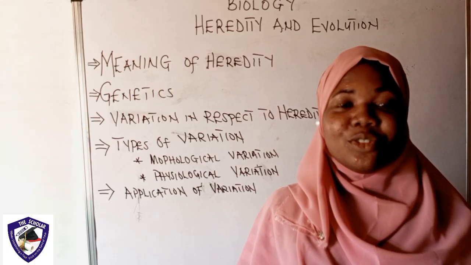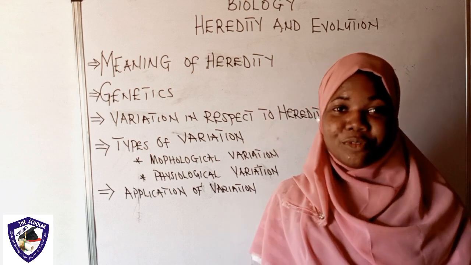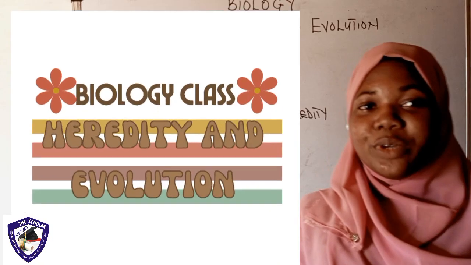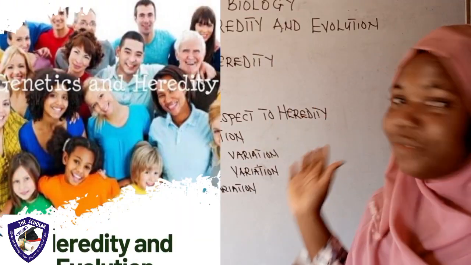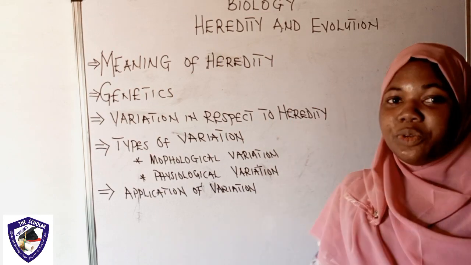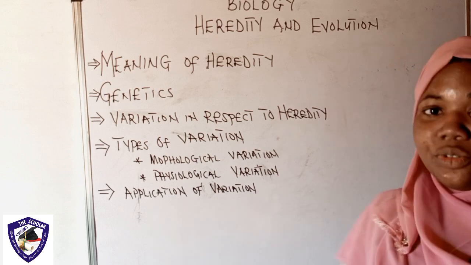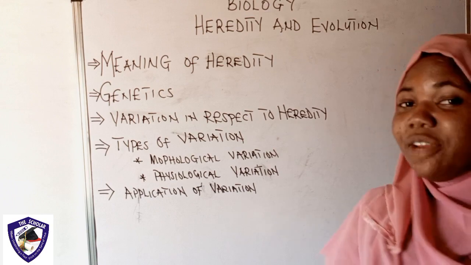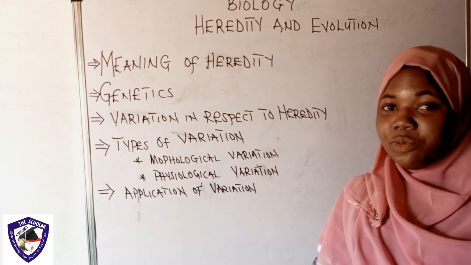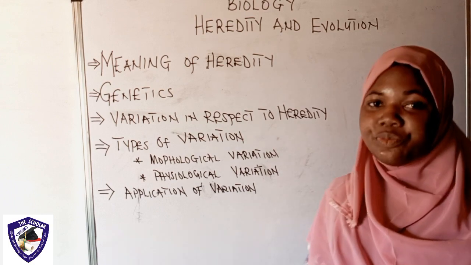You're welcome to another session of the Scholar Online class, and I'm your biology tutor, Miss Fatima. Today we'll be looking at heredity and evolution: the meaning of heredity, genetics, and variation in respect to heredity. We'll also treat the types of variation, which are morphological variation and physiological variation. Lastly, we'll look at the application of variation.